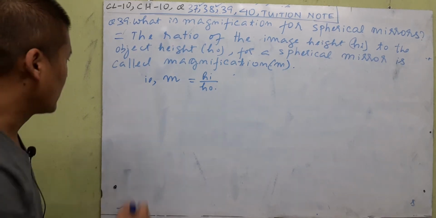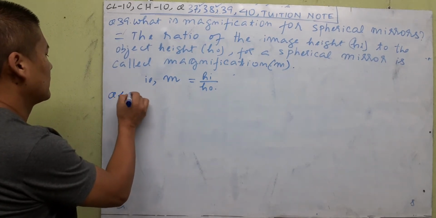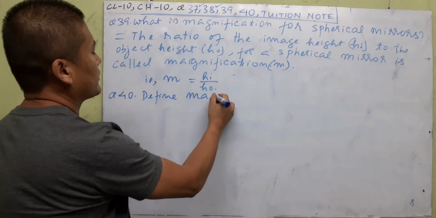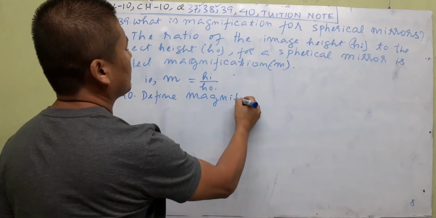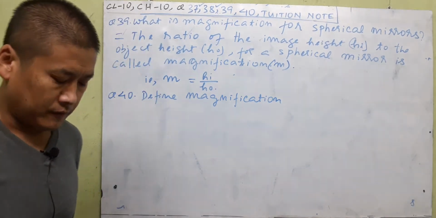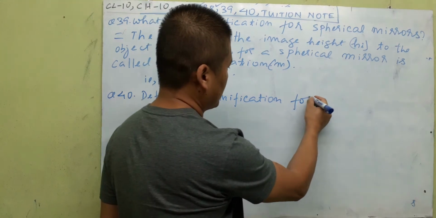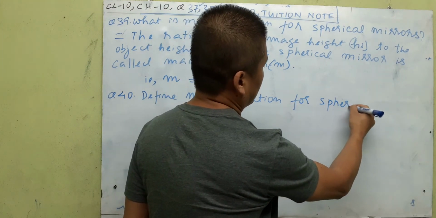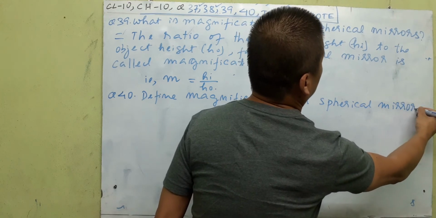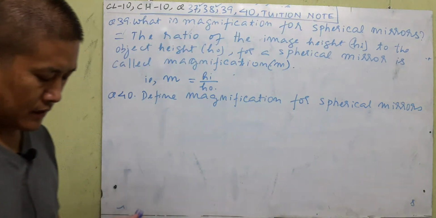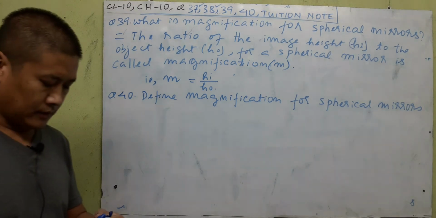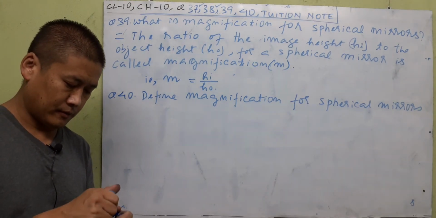One more last question. Question number 40. Define magnification for spherical mirrors. These are all in your text, so it's important, but not hard. It's something we just need to understand or know. Not much to explain. Magnification for spherical mirrors. Excuse me for a few seconds.